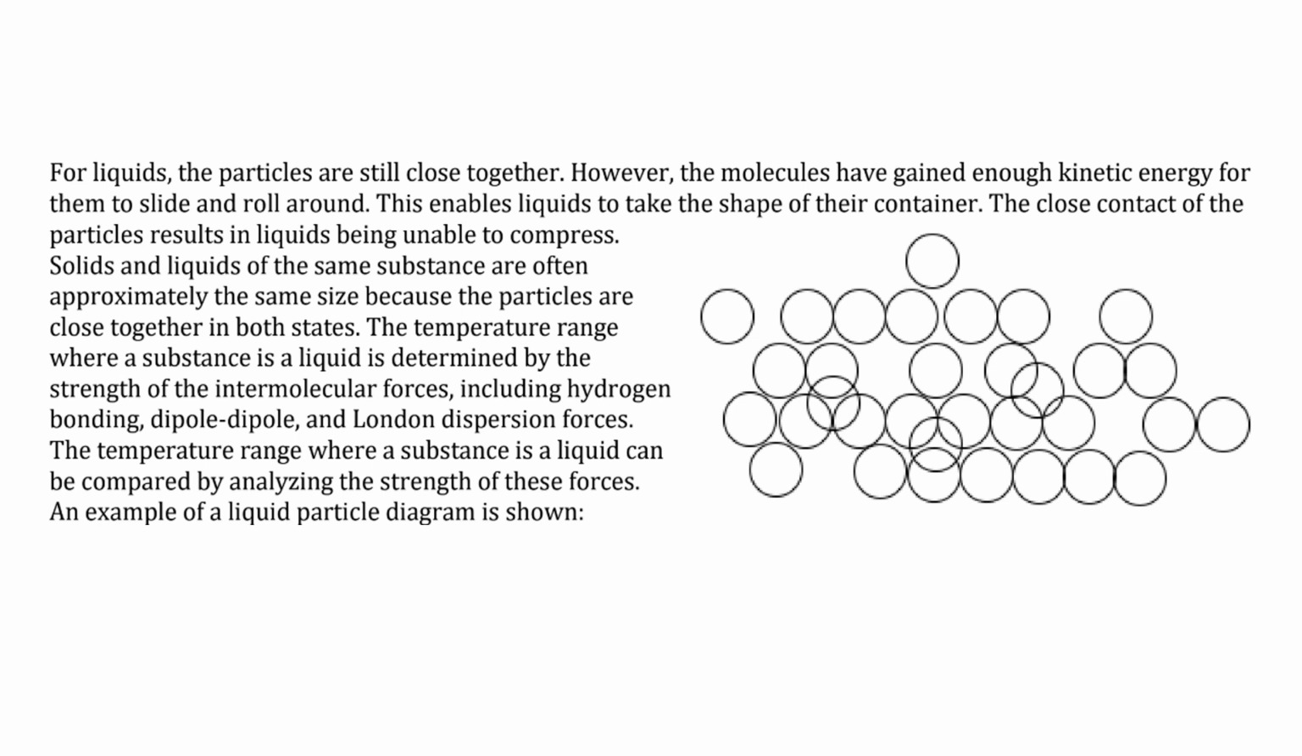Solids and liquids of the same substance often have approximately the same distance between the particles, which are close together in both states. The temperature range where a substance is liquid is determined by the strength of the IMFs, including hydrogen bonding, dipole-dipole, and London dispersion forces. So you see there's a little more disorder. They're still together, but some particles have slid on top of one another.